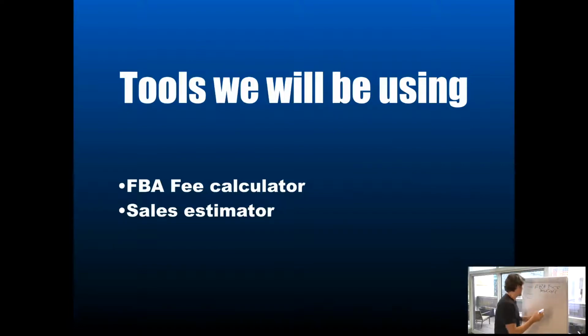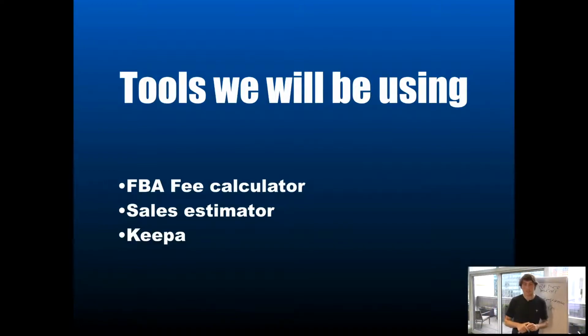Sales estimator. This is not a specific tool. There are several sales estimators, and I also use a very specific way to verify how many sales I'm getting. And then Keepa. Keepa is a very specific tool. The FBA fee calculator will be for profit. The sales estimator will be for sales ranks. And Keepa will be for history.